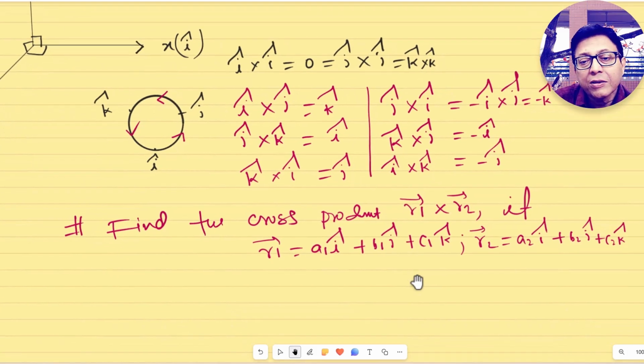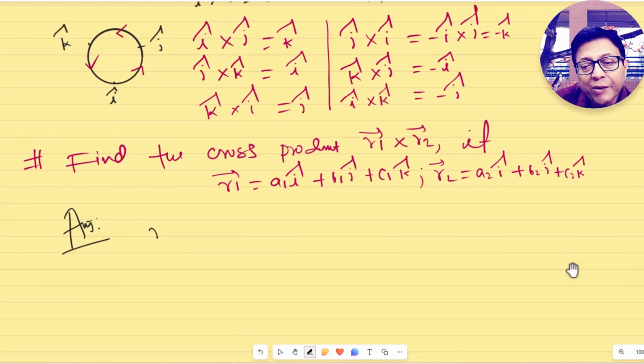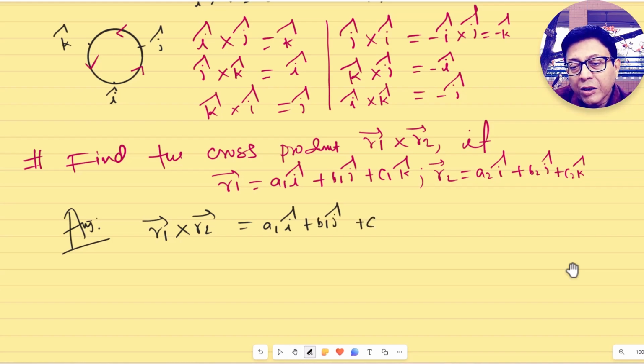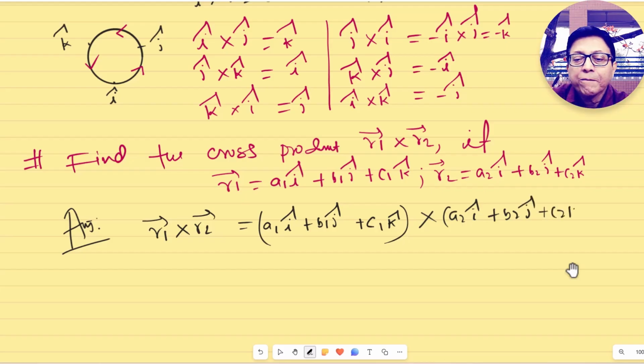Just a question: find the cross product R1 cross R2 if R1 vector equals A1 I plus B1 J plus C1 K, and R2 vector equals A2 I plus B2 J plus C2 K. Let us find R1 cross R2 here. Let's go step by step.